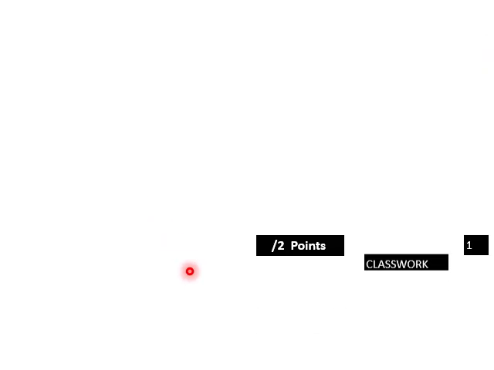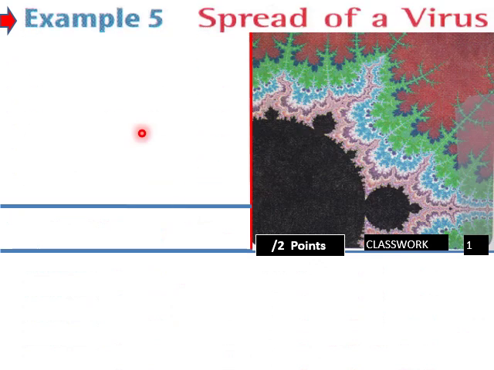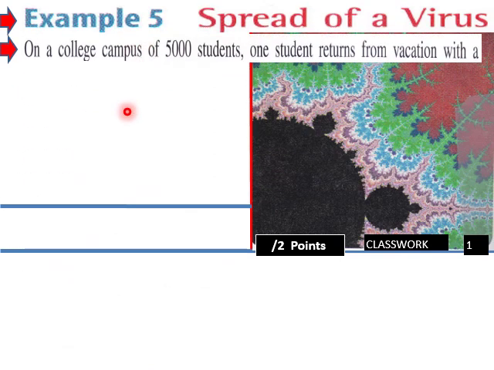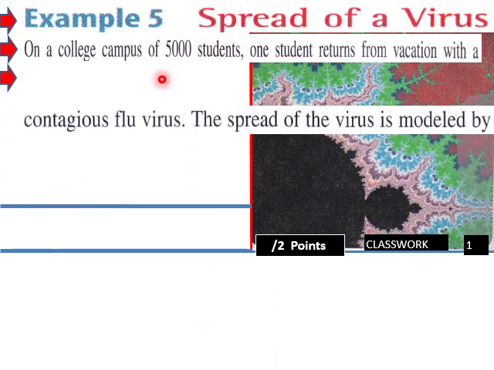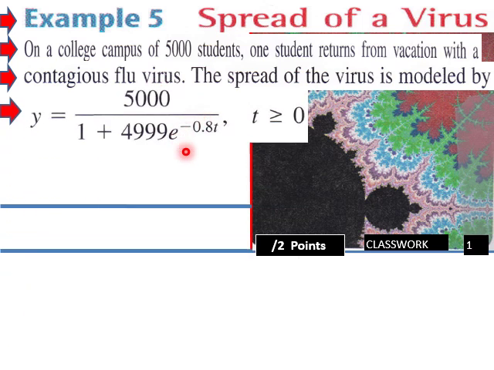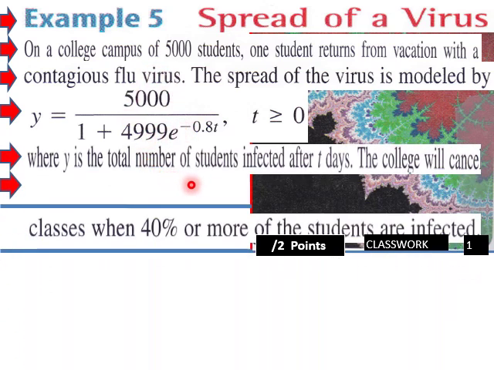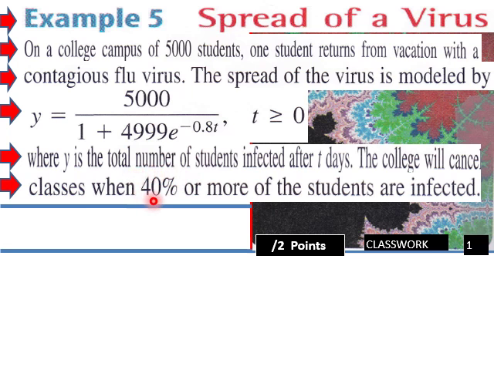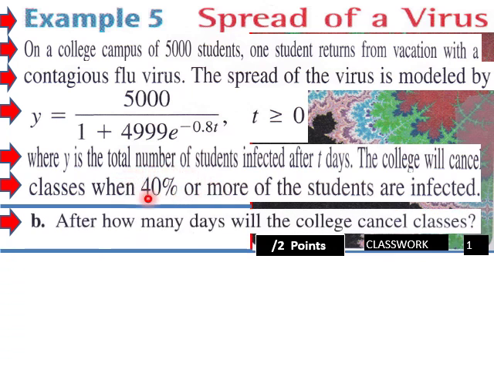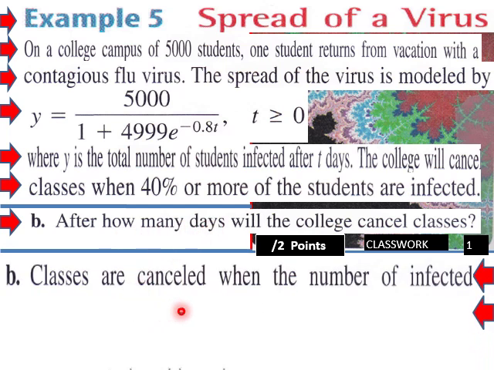Okay, into our first page of our lesson today. Spread of a virus, example 5. Go back to our virus problem from part 2. So we got 5,000 students. Here's the function for that, where y is the total number after t days. The college will cancel when 40% or more of the students are infected. After how many days will the college cancel classes?